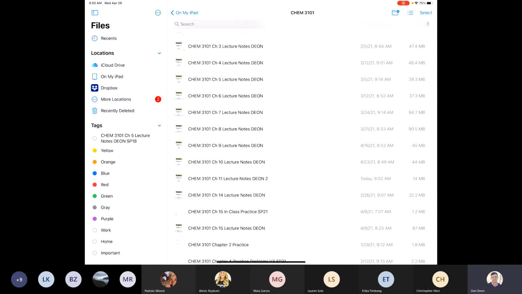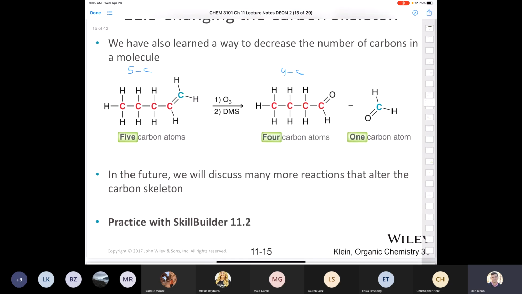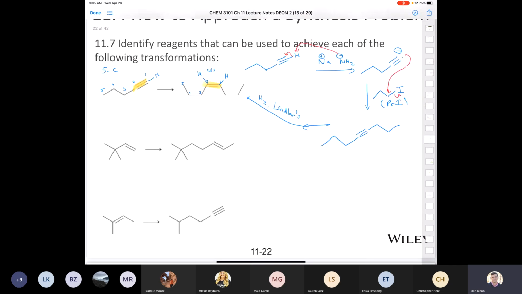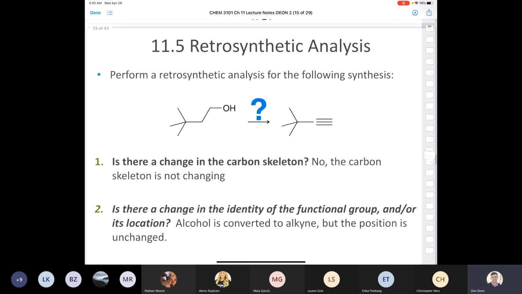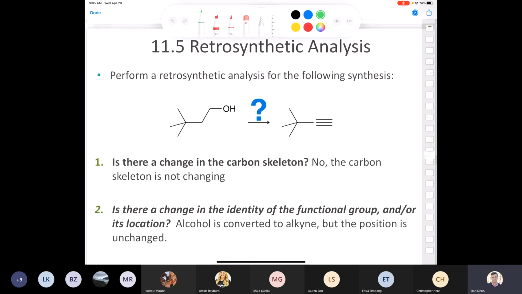Okay, let's go back to our lecture notes here. And we're getting close, I should say, to the end of the problems. And something that you saw me employ in the last problem was retrosynthetic analysis, right? Going backwards. If you're ever stuck and you don't know how to go forwards, it will definitely be fruitful if you look at the product and say, well, how would I have made that?